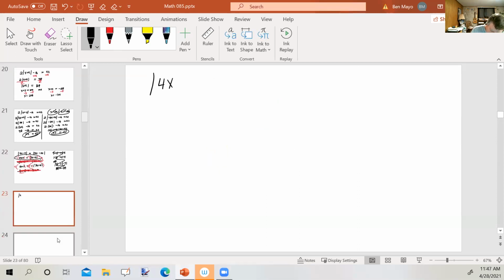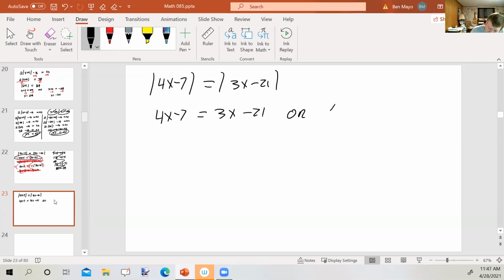So we've got this equals, let's see, is it 3x minus 21? So let's take what's inside the first equals what's inside the second, or what's inside the first equals the opposite of what's inside the second, okay? That will give me the two different possible equations.